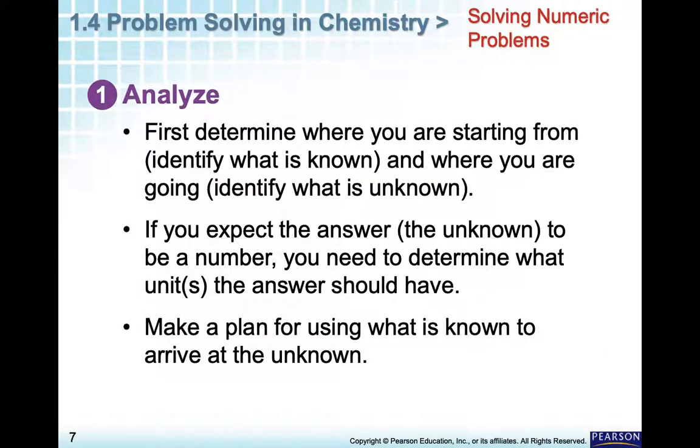So, first, we determine where you're starting from, identifying what is known or given, and where you want to go, or the unknown. What do you want to find? If you expect the answer to be a number, you need to determine what units you want for that answer, because that will often help you figure out how to set up the problem. And then you're going to make a plan for using what you know to get to what you don't know, or to get from the given to the find.